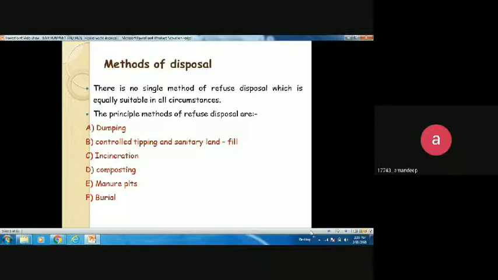Methods of disposal. There is no single method of refuse disposal which is equally suitable in all circumstances. The principal methods of refuse disposal are A. Dumping, B. Controlled tipping and sanitary landfill, C. Incineration, D. Composting, E. Manure pits, F. Burials.